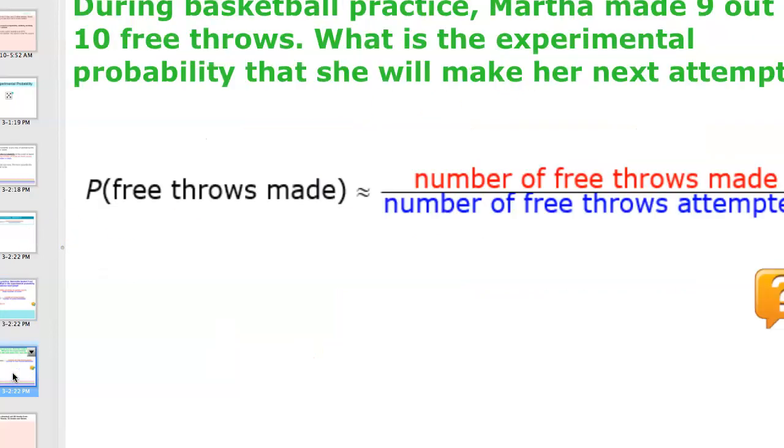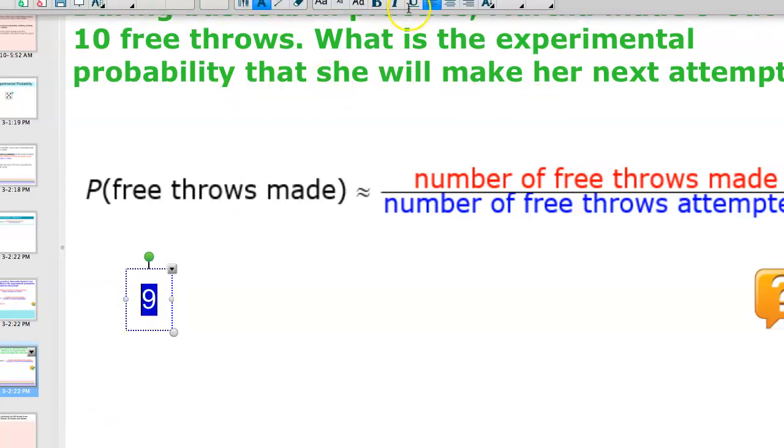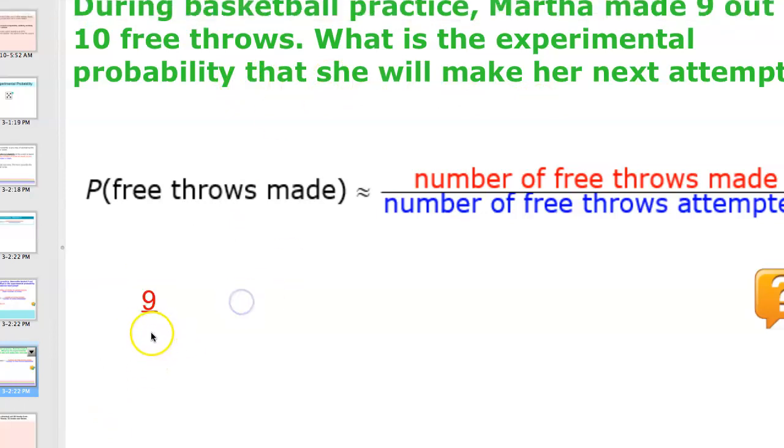During basketball practice, Martha made 9 out of 10 free throws. So she made 9. We're going to divide it by the number of trials, which is 10. She attempted 10. She only made 9. So to find the probability that she will make her next attempt, it would be 9 over 10. So 9/10 is the probability that she would make her next one, which is 90%.